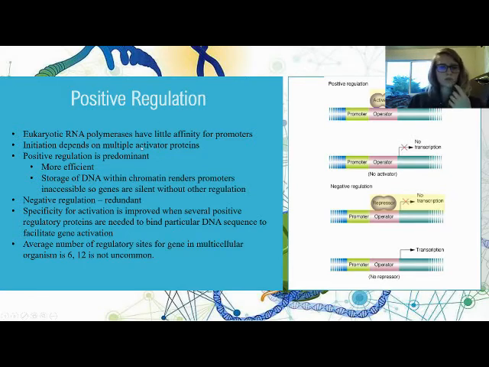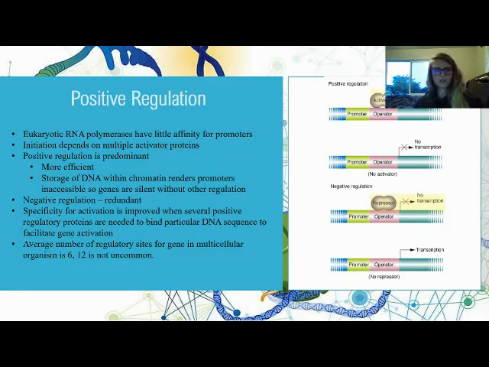Eukaryotic RNA polymerases have little affinity for their promoters, and initiation depends on multiple activator proteins, and this keeps from expressing any genes that are not necessary or doing so accidentally. Most eukaryotic promoters are positively regulated. I had mentioned this a little bit earlier in the beginning, that eukaryotic cells undergo positive and negative regulation, and that was one of the differences between their cells versus the prokaryotic.